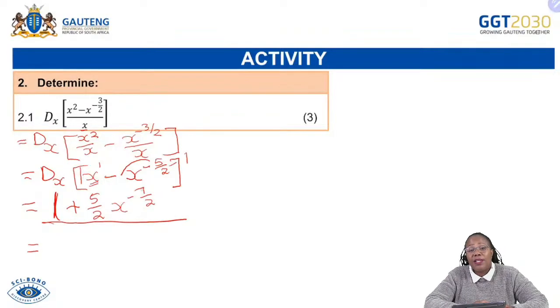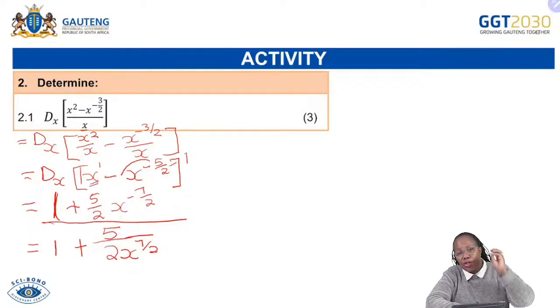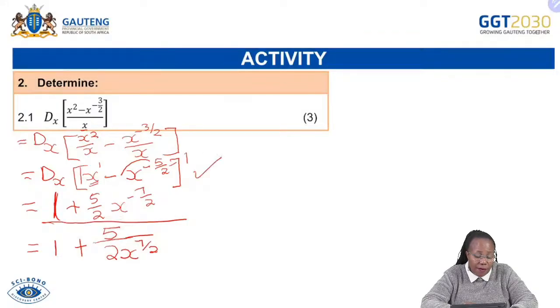Or if the examiner is forcing that the answer must be in positive exponents, the answer must be 1 plus, remember you have 5 over 2 as coefficient. So this x to the power minus 7 over 2 is on top. Now we take it to the denominator. It will be x to the power positive 7 over 2 because we have changed the position from numerator to the denominator. Then the allocation of marks, it will be for the simplified form, and then for the first derivative and the second derivative, which is 3 marks then.